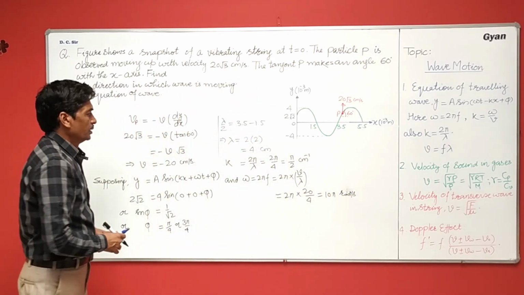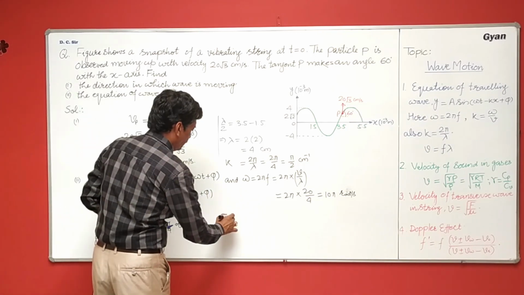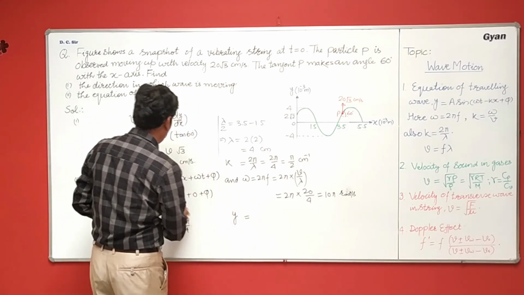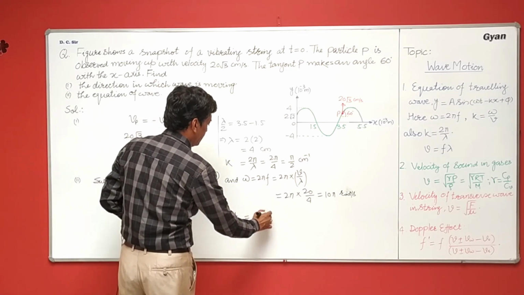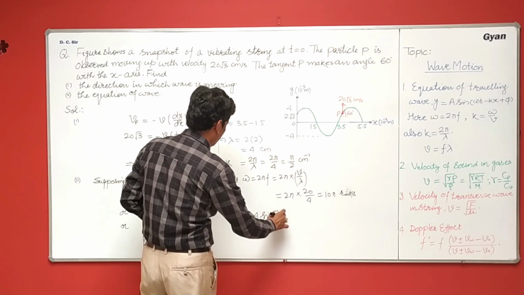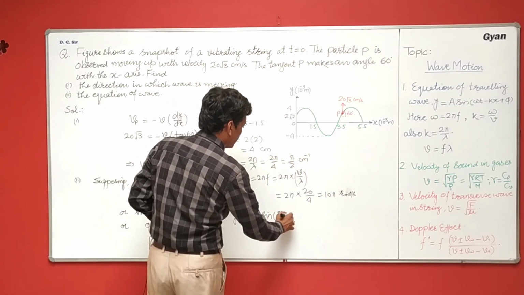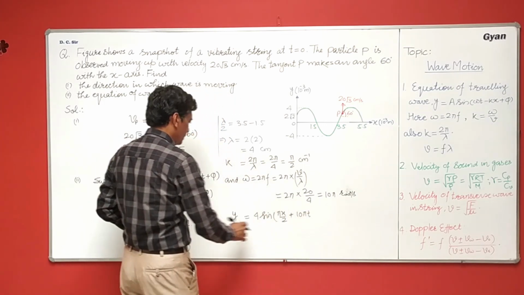Now you put these values in this equation. So we have y equal to A, the amplitude of the wave, which is 4 centimeter, times sin of k, which is π/2, so it is πx/2, plus ω, which is 10π t, and the phase is plus π/4.